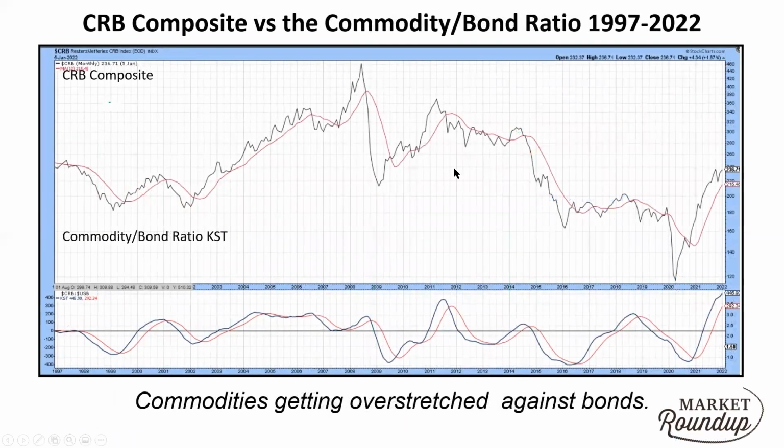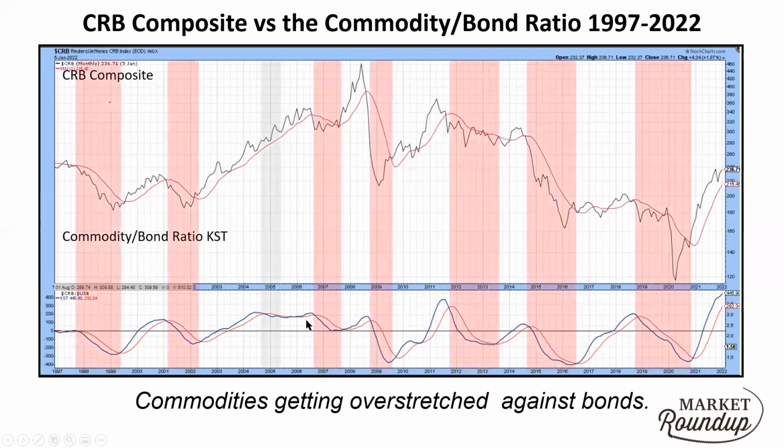So now we're looking at the CRB Composite. Before it was the CRB Spot Raw Industrials. So this is a much broader index that includes a lot of different agricultural commodities and so forth, and has a higher energy weighting as well. And underneath is the opposite of what we saw before. Before we saw the bond commodity ratio KST. Now we're seeing the commodity bond ratio KST. So when this is moving up, it means that commodities are outperforming bonds. And when it's moving down, it means that commodities are underperforming bonds.